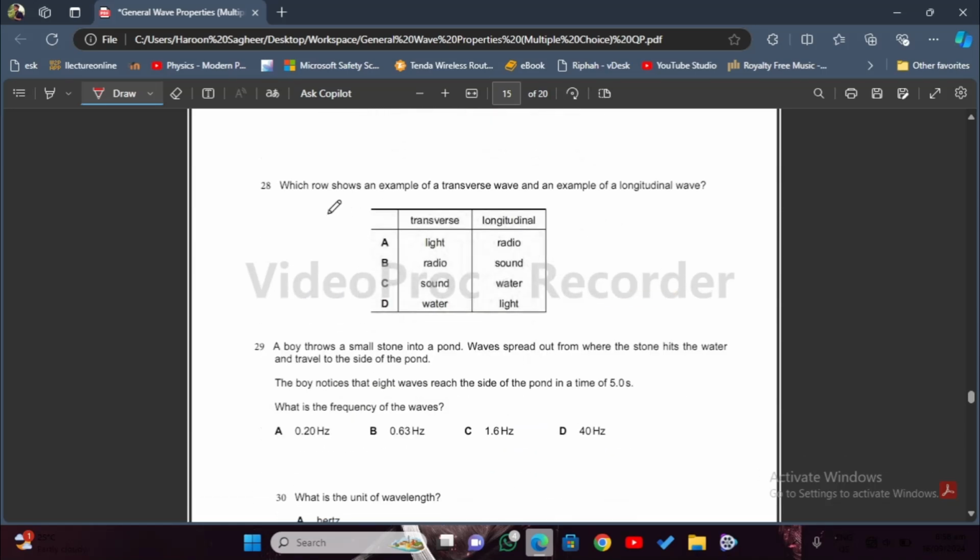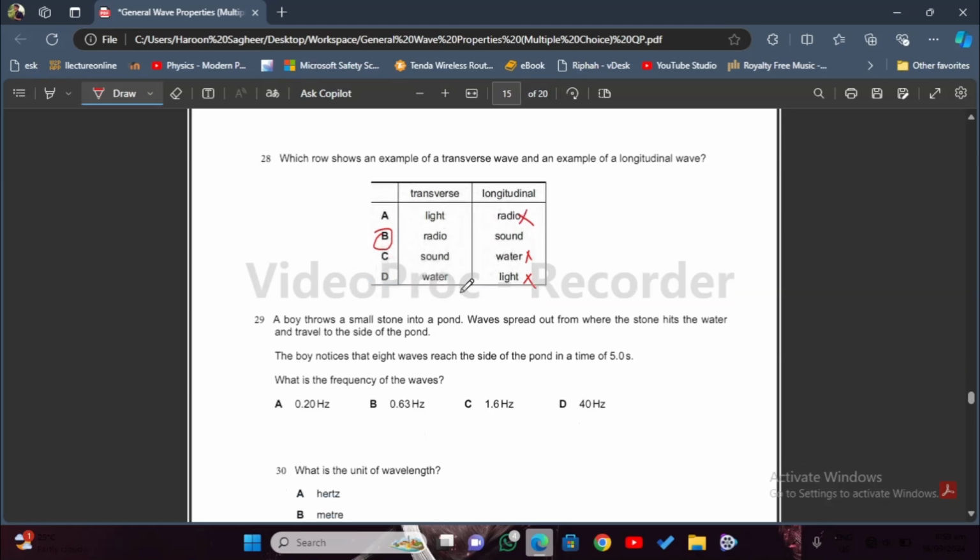Question number 28. Which row shows an example of a transverse wave and an example of a longitudinal wave? Well, the longitudinal wave is going to be sound. Okay, because radio waves, water waves, light waves, these are not longitudinal, so option B is correct. Radio waves are transverse and sound waves are longitudinal.